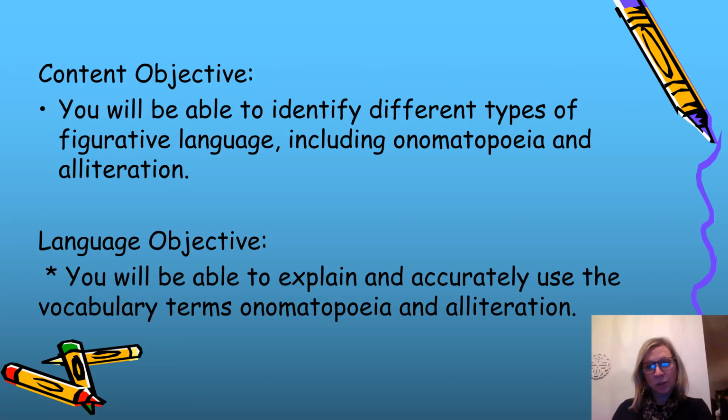Okay, so some of the things that you're going to be able to do at the end of this lesson is you'll be able to identify different types of figurative language, including onomatopoeia and alliteration. And you'll also be able to explain and accurately use those terms, onomatopoeia and alliteration. Onomatopoeia is kind of fun to say, and at the end you'll be like, oh, it's so easy.